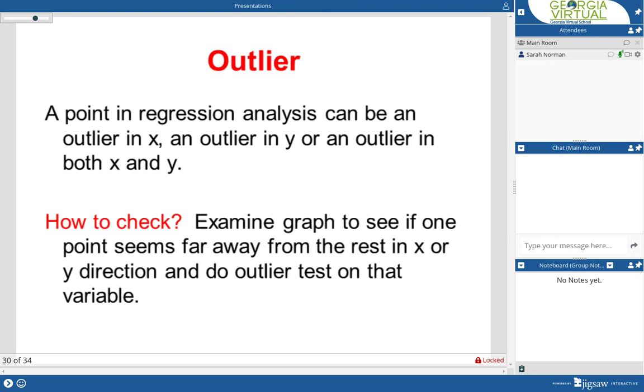And an outlier, it's a point in the regression analysis, can be an outlier. You can have an outlier that it's an outlier because of the X value or because of the Y value or both. And how to check, examine the graph to see if one point seems far away from the rest of your X or Y direction, and then do an outlier test. So there's a formula for that, as you know from the last module.